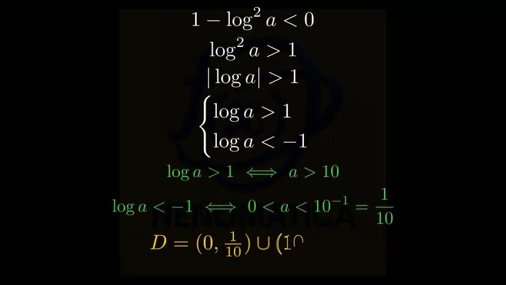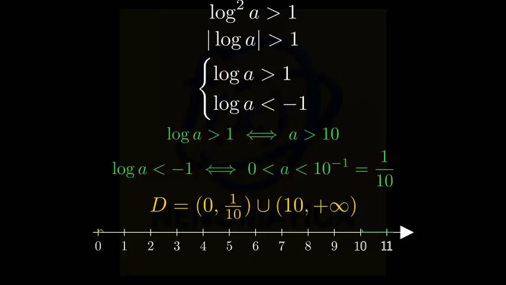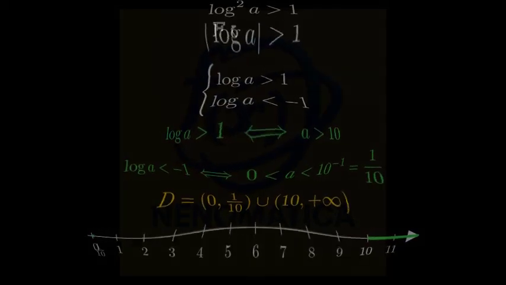Step 7. Combine the two cases. The parameter a must lie in the union of the intervals from 0 to 1/10 and from 10 to infinity. Let's also picture this on a number line.